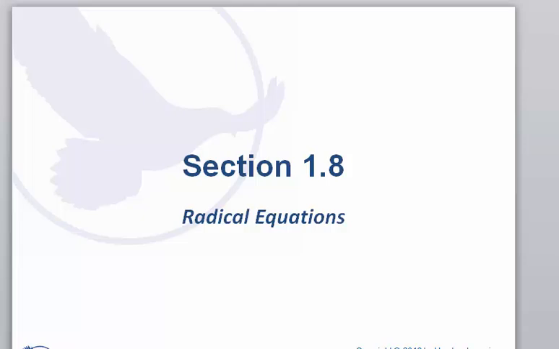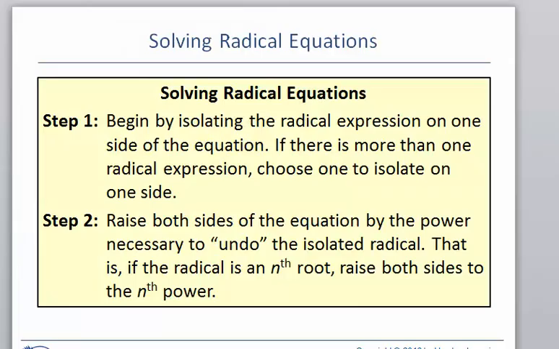The last topic in section 1.8 is how to solve a radical equation. A radical equation is an equation that has at least one radical expression containing a variable. We're going to look at a procedure table for how to solve a radical equation, but again, it's often better to look at some examples, which we'll do as well.